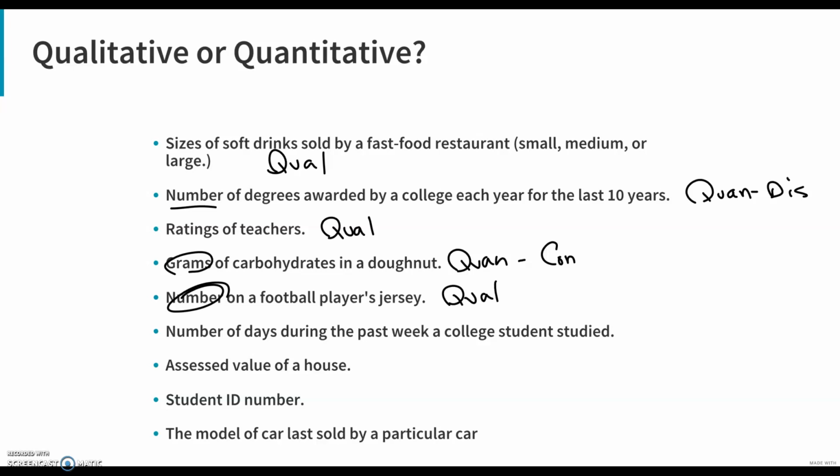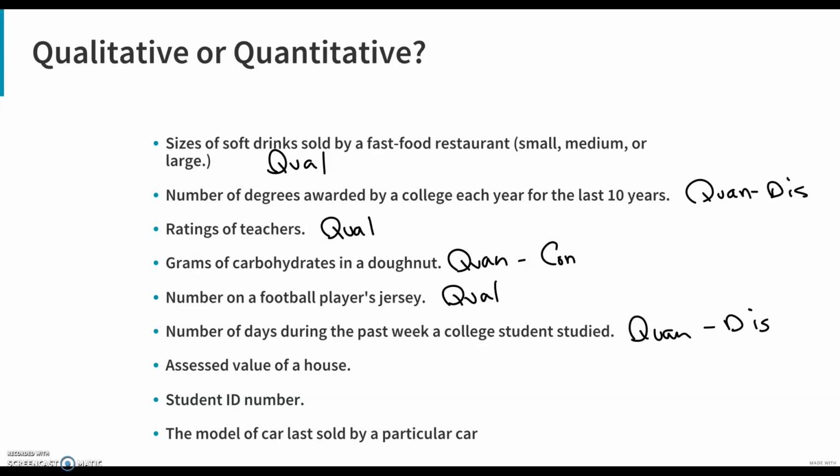Okay, number of days during the past week a college student studied. I can count how many days that college student studied, so that would be quantitative. And since I can count how many days there were, discrete.